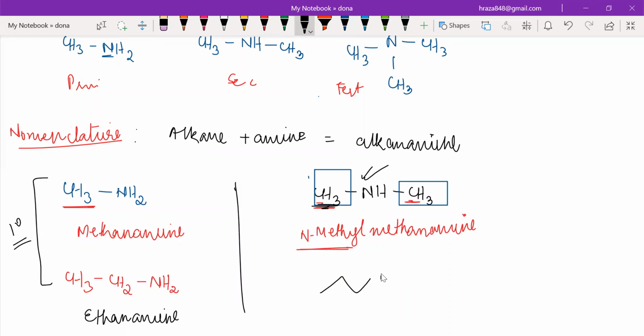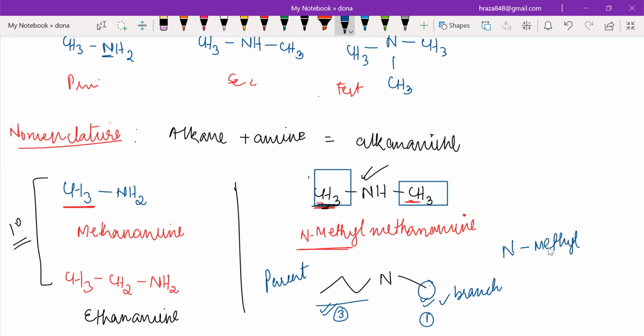So if I'm going to give you this, can you name it? So let me explain this. This carbon is containing only one carbon. This side carbon is two carbon, and this side carbon is 1. So this will be the branch, right? And this will be the parent. So the chain which has more number of carbon will be the parent. This has only one carbon, so this is your branch. So its name will be N-methyl, and this is the parent chain which contains 3 carbon, propane amine, right? Yes, sir.